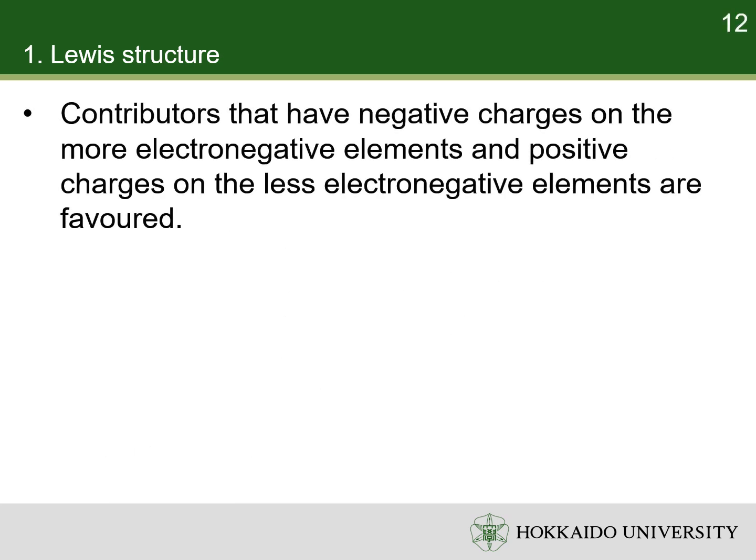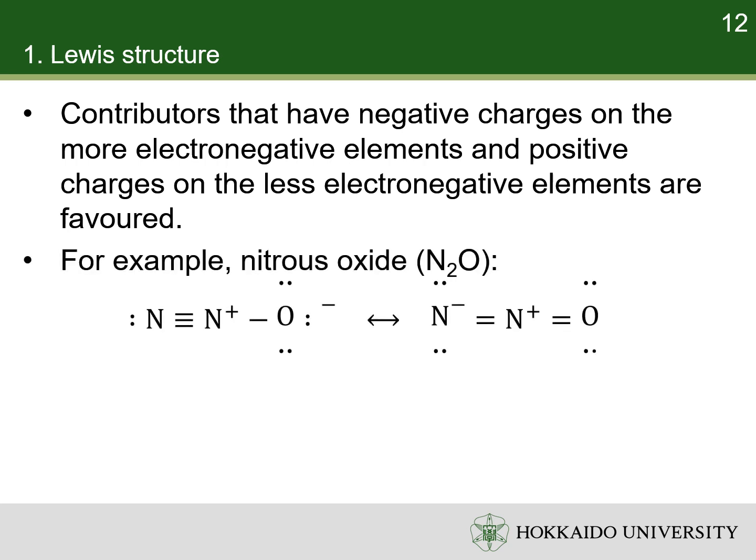When non-zero formal charges are necessary, contributors that have negative charges on the more electronegative elements and positive charges on the less electronegative elements are favored. For example, 2 contributors of nitrous oxide can be drawn. In the first contributor, the oxygen atom has a formal charge of -1. The nitrogen atoms have formal charges of 0 and 1. In the second contributor, the oxygen atom has a formal charge of 0. The nitrogen atoms have formal charges of -1 and 1. So, the first contributor is better because it has the negative formal charge on the more electronegative oxygen. It is the major contributor, while the other is a minor contributor.